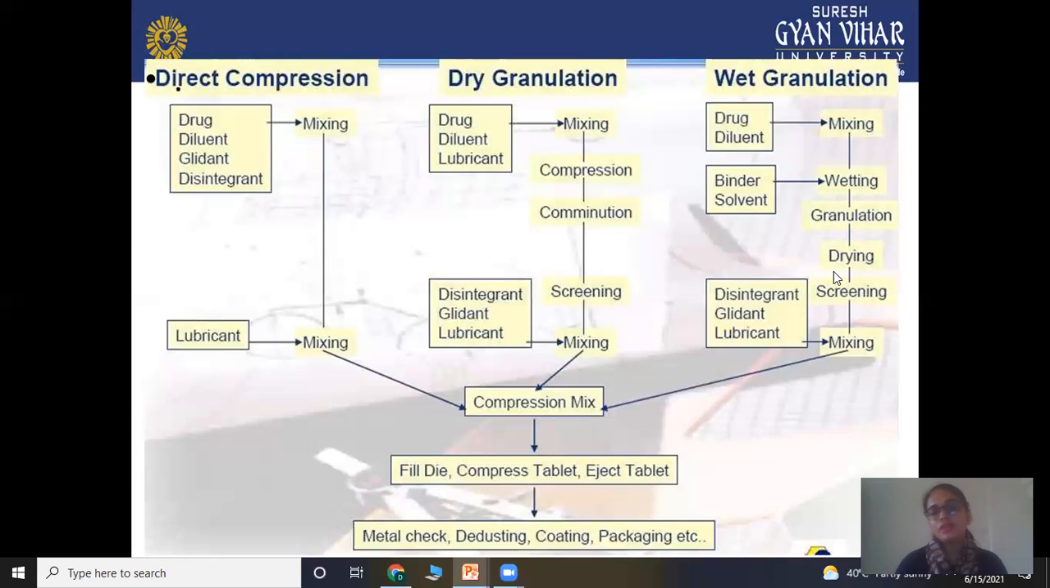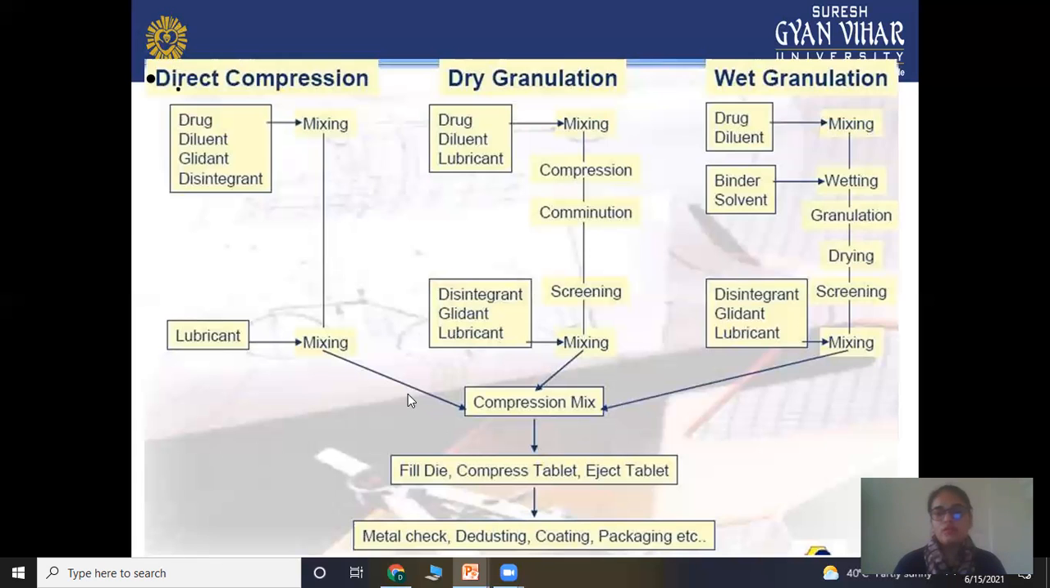After drying, you can again screen the granules or pass them through a small size particle sieve, and then comes mixing. In mixing, you add certain excipients. These excipients are the same as those used in dry granulation, like disintegrant, glidant, and lubricant. After this, compress the mixture with the help of die and punches and eject. And these are the common steps for all three processes.